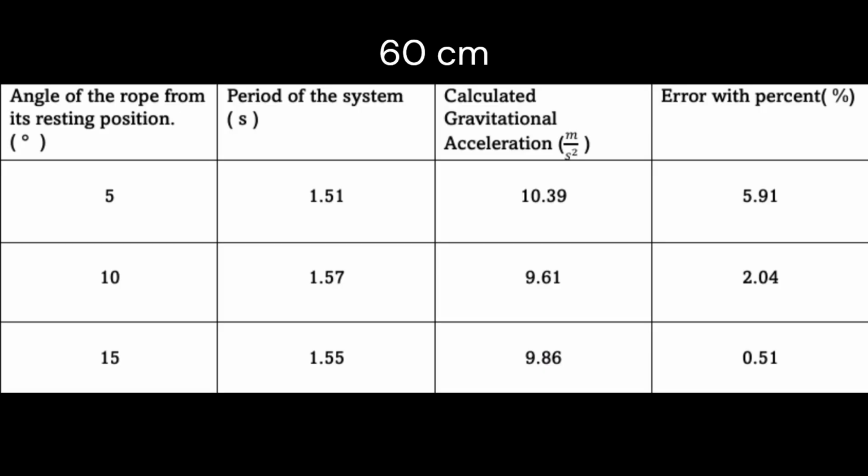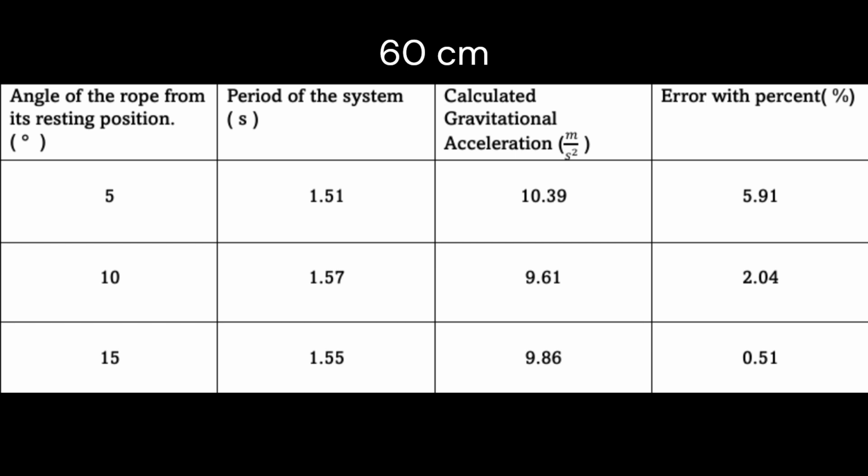This table shows the results obtained from the pendulum experiment using a 60 cm rope, where the system was tested at 3 different angles, 5 degrees, 10 degrees and 15 degrees. At 5 degrees, the period of the system was measured as 1.51 seconds. The calculated gravitational acceleration was 10.39 meters per second squared, which is higher than the expected value of g. This resulted in a percentage error of 5.91%, indicating a moderate overestimation of g.